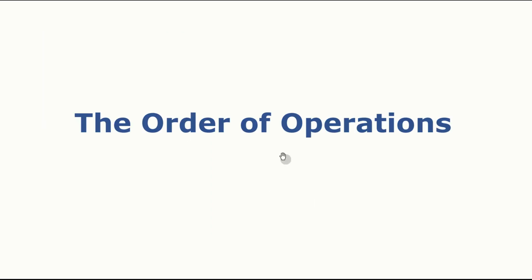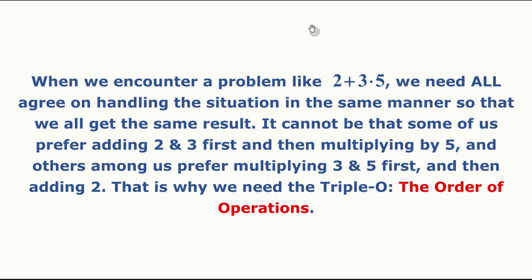All right, so finally we have enough in our toolbox to talk about the order of operations. When we encounter a problem like 2 plus 3 times 5, we need to all agree on handling the situation in the same manner so that we all get the same result. It cannot be that some of us prefer adding 2 and 3 first and then multiplying by 5, and others among us prefer multiplying 3 and 5 first and then adding 2. That is why we need the triple O. That means the order of operations.